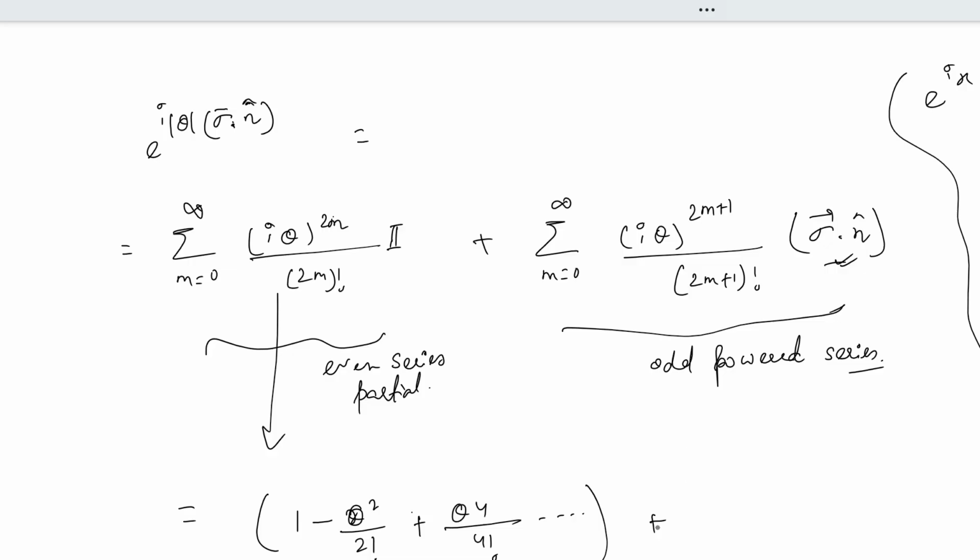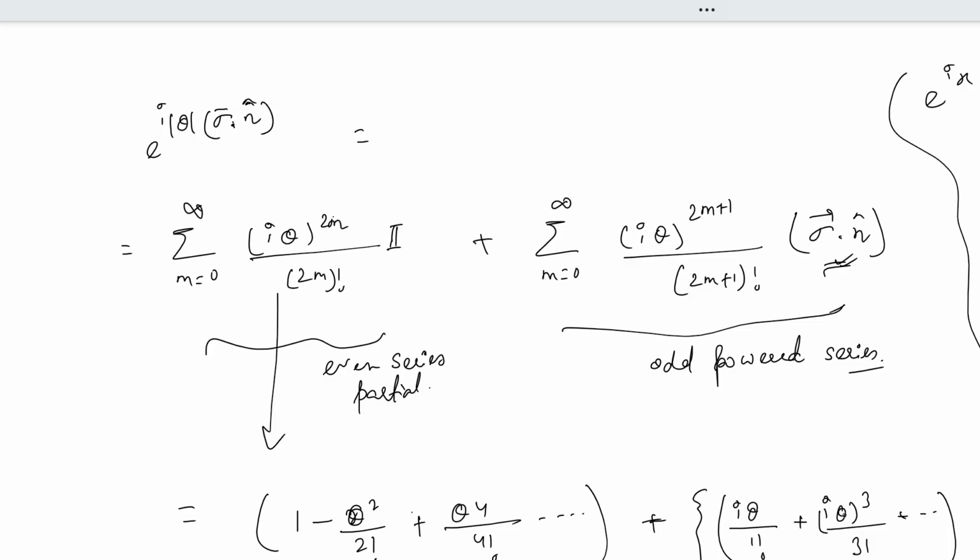And what is the second term when you simplify it? For m equal to 0, you have i theta to the power of 1, and then 2 into 0 plus 1, that means 1 factorial. Then you can take this thing as common and take the rest of the terms. So for m equal to 1, you have (i theta) whole cube, 2 into 1 plus 1 is 3 factorial, plus all these terms, and then sigma dot n cap is common.